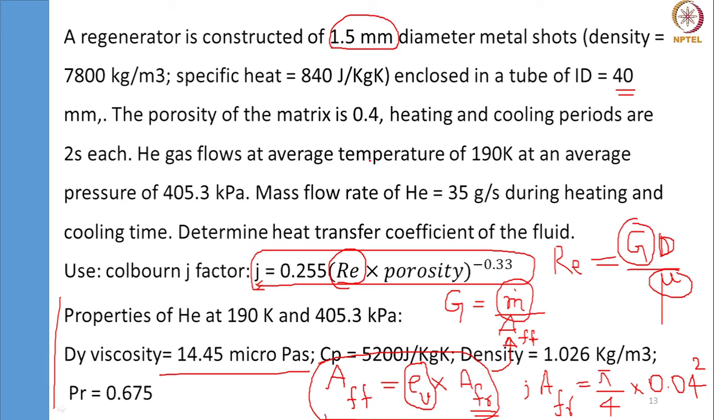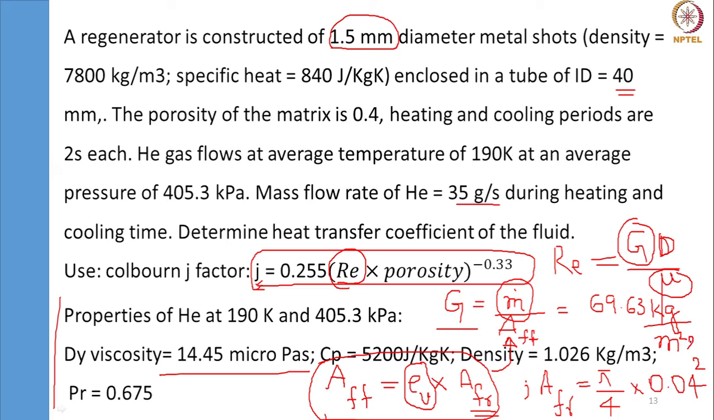M dot is 35 grams per second. So it is 0.035 kg per second divided by 5.027 into 10 power minus 4. So we are going to have a G value of 69.93, 69.66, 69.94. I have 69.66. No problem, 69.9.